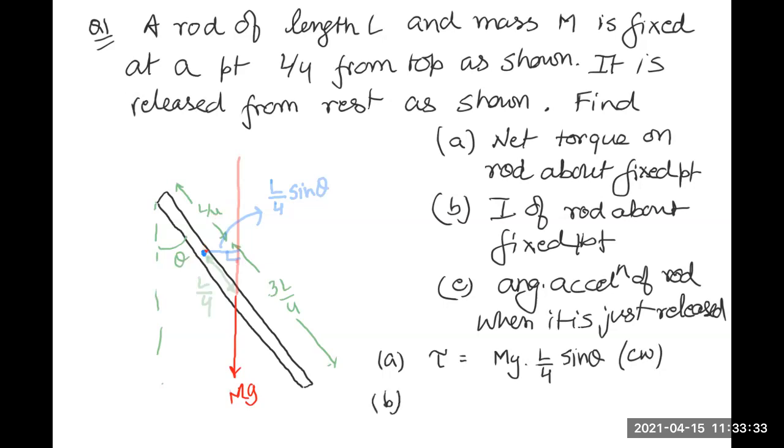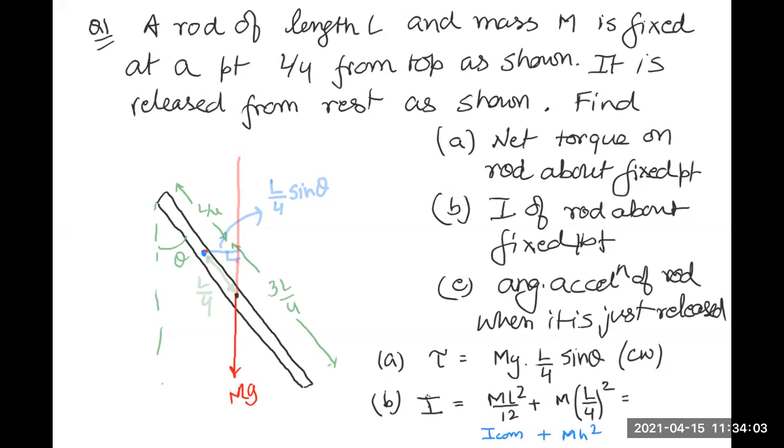B part, moment of inertia, ml square by 12. This is ICM plus m into L by 4 whole square. This is mh square. सर इसमें हम लोग ml square by 3 से नहीं ले सकते ना?